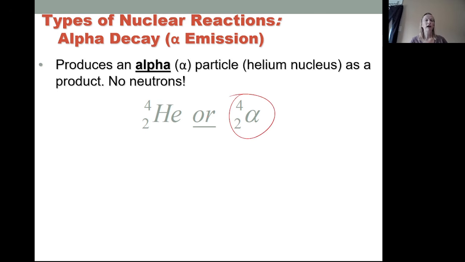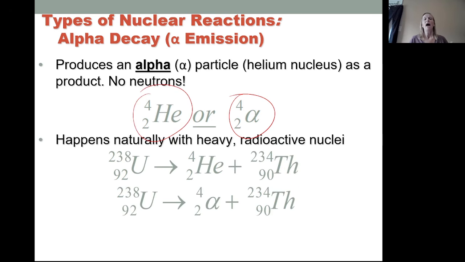So again, to remind you what an alpha particle looks like, it can be written as a helium nucleus or as an alpha particle. And this type of reaction happens naturally with heavy radioactive nuclei. So something like uranium-238 is naturally unstable, and decays over time into thorium-234 and produces an alpha particle in the process. So you can identify alpha decays because an alpha particle is produced as a product and you started with a heavy isotope and ended up with a slightly less heavy isotope.